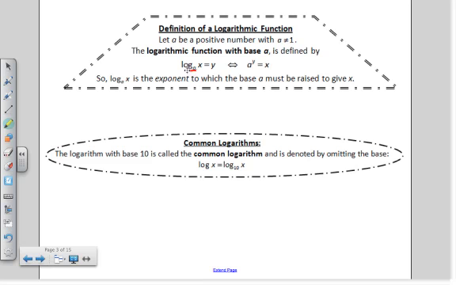Now let's go back and look at this again. What is our key phrase for today? A logarithm is an exponent. There's our exponent. Our exponent is y. Our logarithm is our exponent. So the exponent is y.